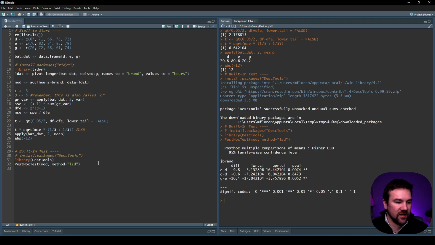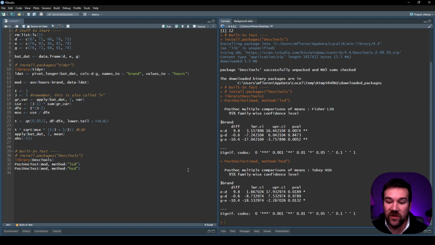All right, well, I'm going to copy and paste this line and then change the method. So I mentioned LSD is easy to do by hand. It's why we do it in class. But really the better method, if you have an option, is Tukey's HSD. So how do I do the HSD? Well, I change the method from LSD to HSD. You'll see up here the post hoc comparison now uses Tukey's HSD as opposed to Fisher's LSD.